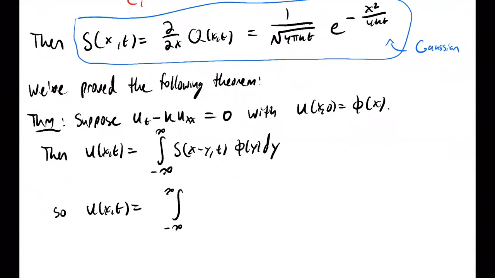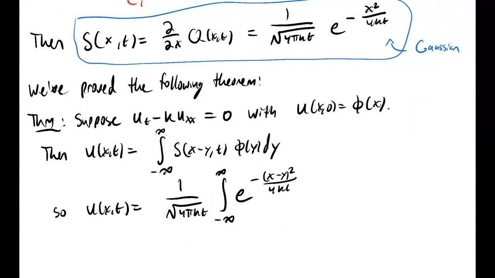Well, I can notice that this 1 over square root term doesn't depend on y, so I can factor that out. So it's 1 over square root of 4 pi kt, times the integral from minus infinity to infinity of e to the minus, well, I'm replacing x by x minus y, squared, divided by 4kt, times phi of y dy. And so that's our solution formula.